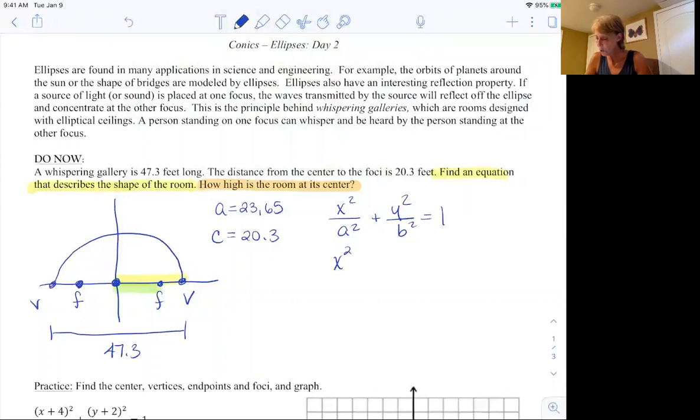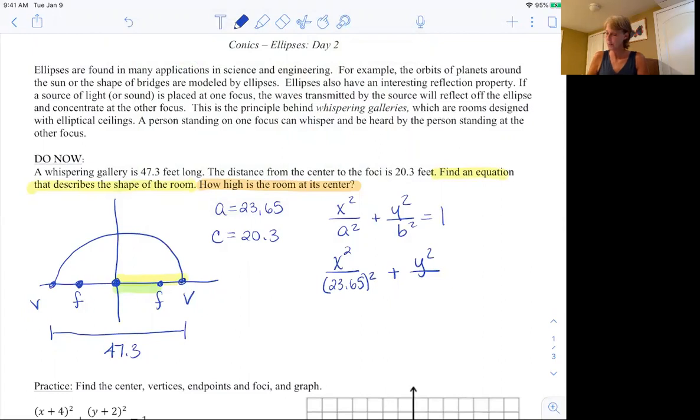X squared over, now this might be hard for you to understand, but when you plug this into the equation, you can just put it like that if you want. Okay. Saves you a lot of problems. You don't have to copy down so many decimals.